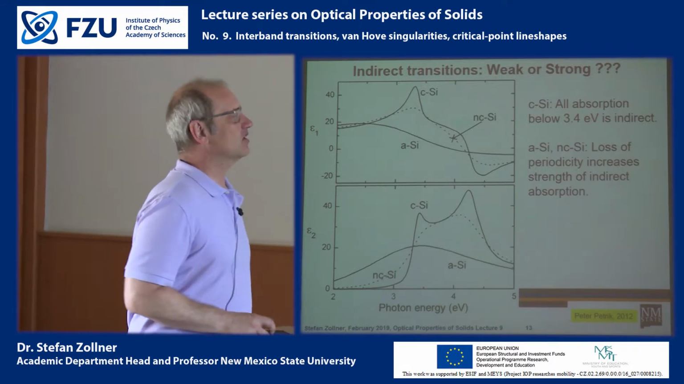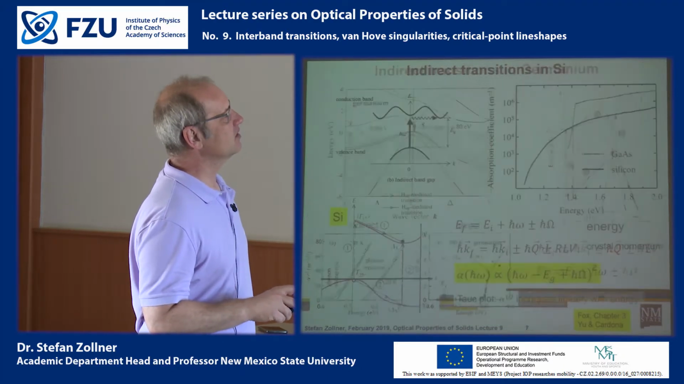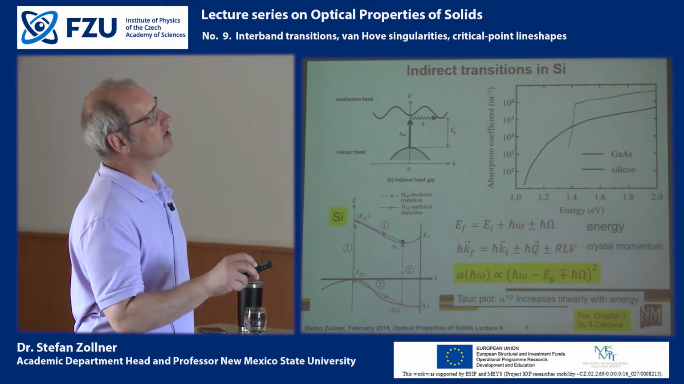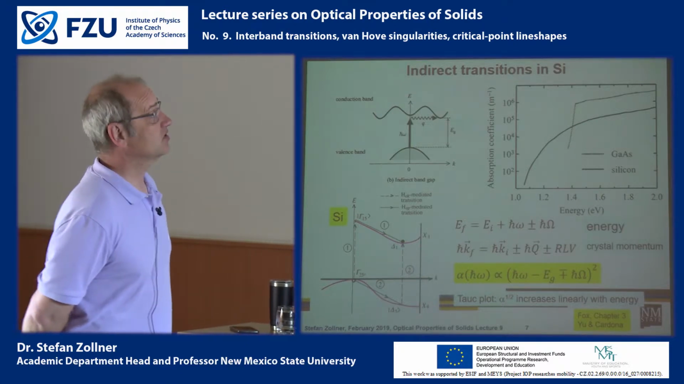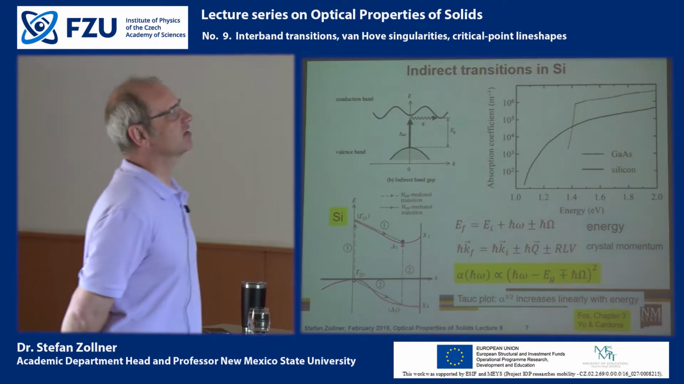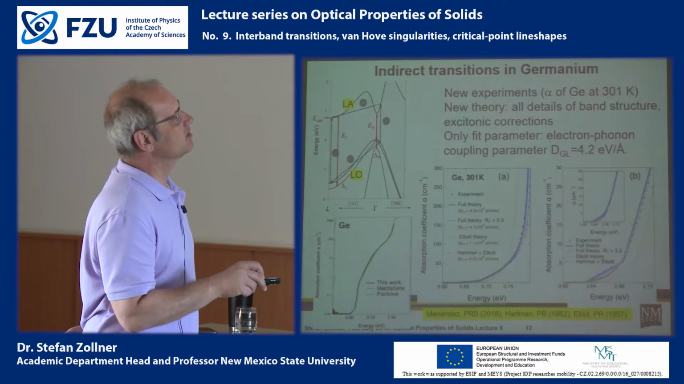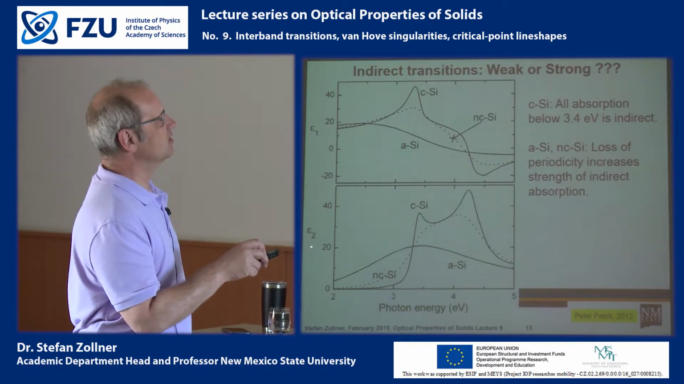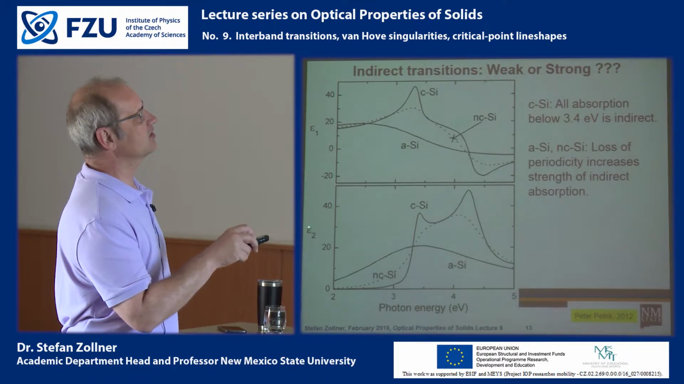So I said before that if we compare the strength of direct transitions, like in gallium arsenide, with indirect transitions, then we see that the strength of direct transitions is much larger than the strength of indirect transitions. But is this always true? So here I'm showing you the imaginary part of epsilon, that's sort of like the absorption coefficient.